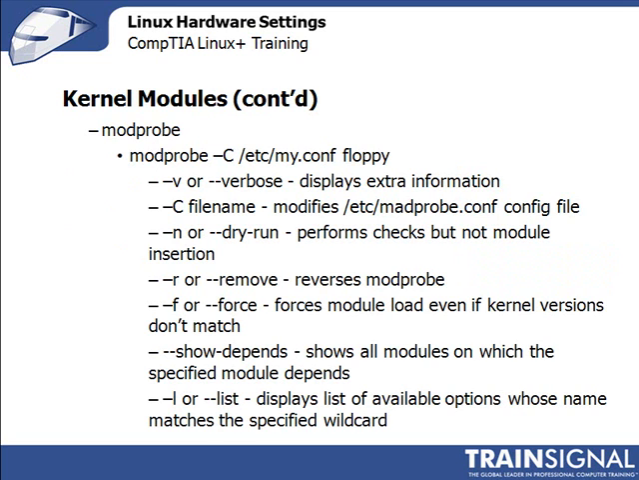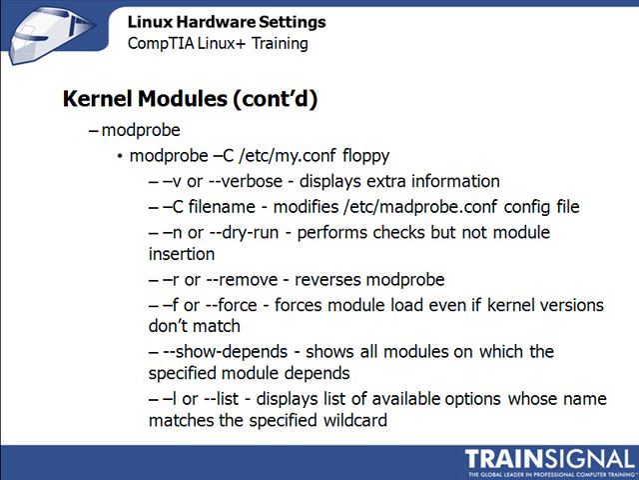The syntax is modprobe, space, dash option, space, command name, space, module name. The first option, dash V, should be fairly familiar by now. It will display additional information as it performs its tasks. Adding dash capital C and a file name, that is of the module, will allow you to modify the /etc/modprobe.conf configuration file.